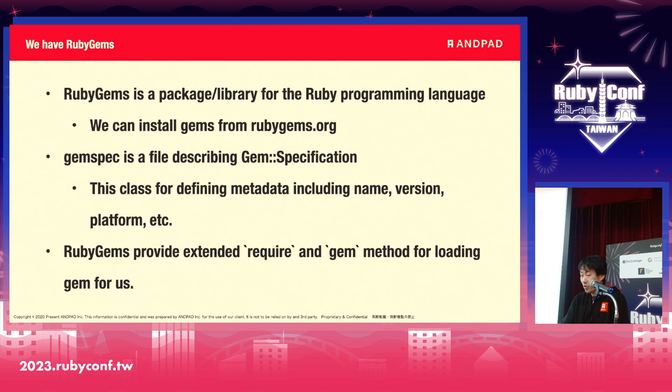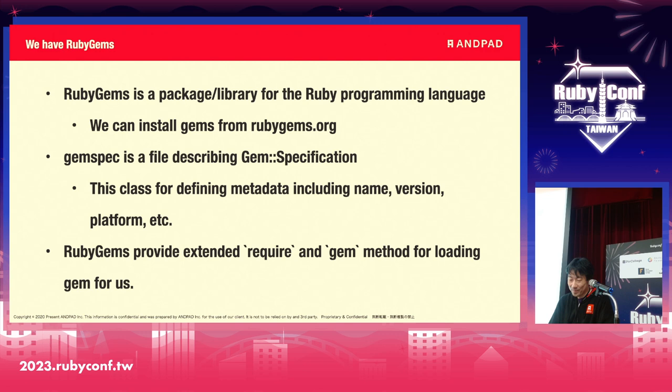metadata. The next one is an extension for the Ruby language. RubyGems extends the original Ruby require for loading libraries with a gemspec file. This extended require is the main topic in today's talk. Tomorrow, Samuel, who is a member of the RubyGems and Bundler team, will introduce how RubyGems.org works now. I suggest you see his talk tomorrow.